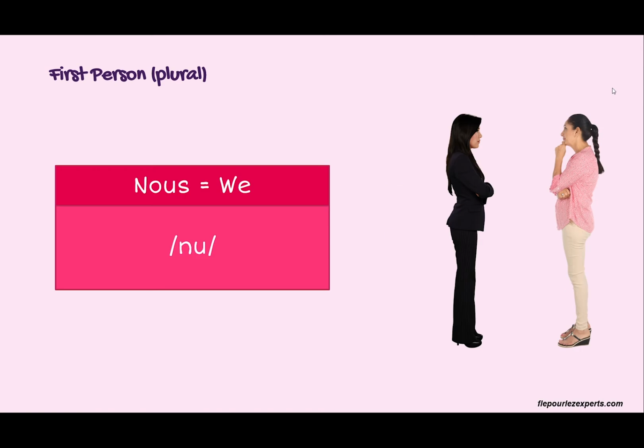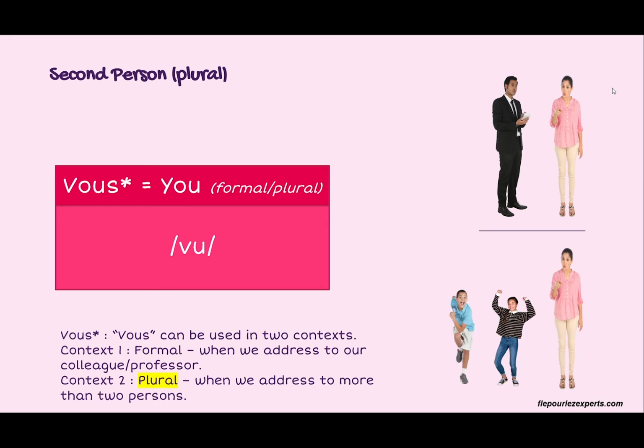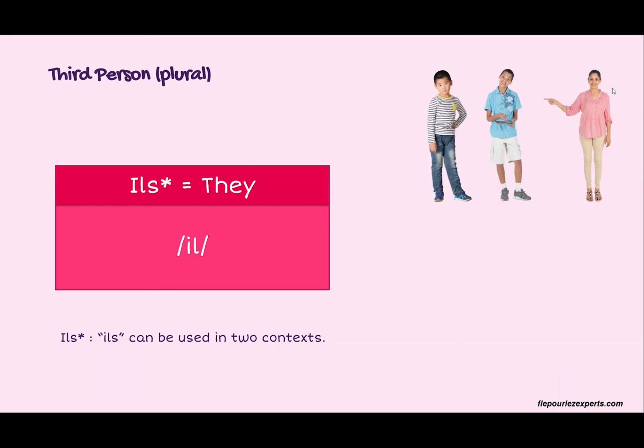Nous, first person plural, nous, we. Second person plural, vous. Vous can be used in two contexts. Context 1, formal, when we address our colleague or professor. Context 2, plural, when we address more than two persons.